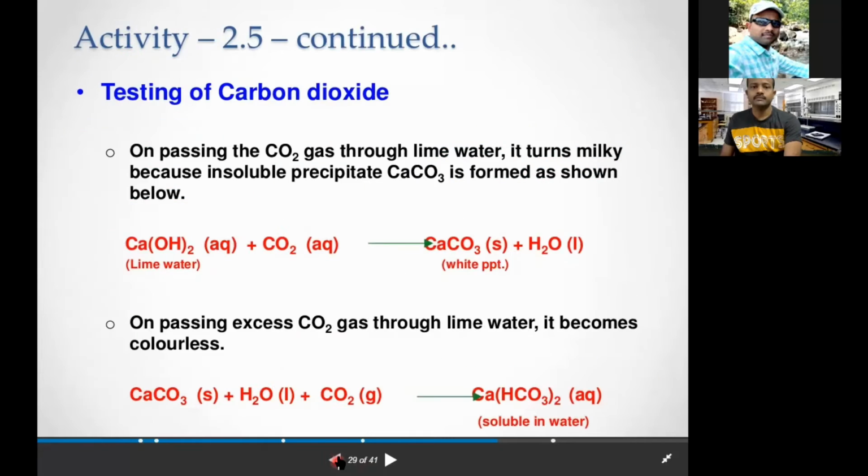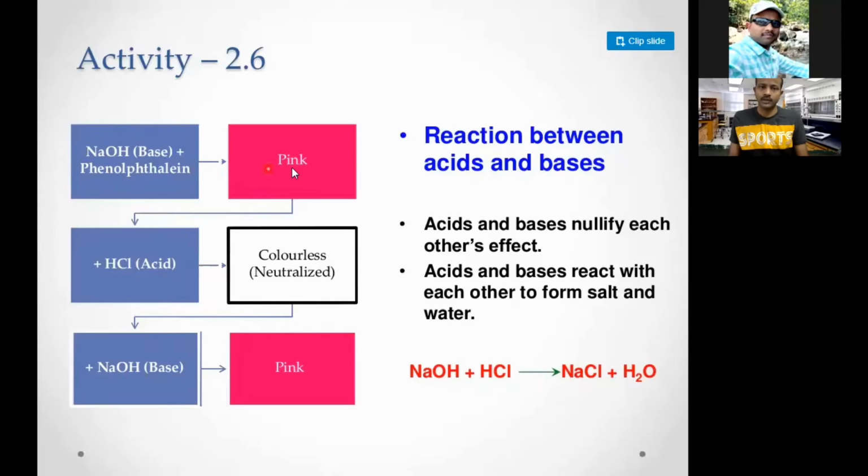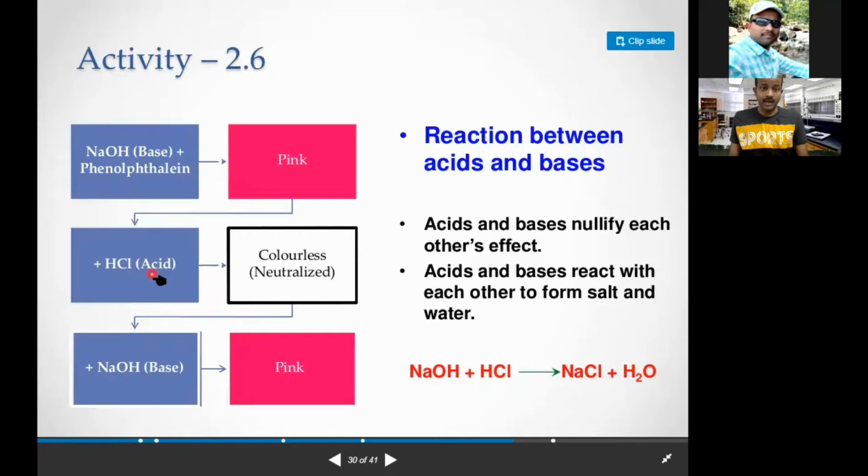Next activity, 2.6. In activity 2.6, we are taking acids and bases, using phenolphthalein indicator. When you add sodium hydroxide to phenolphthalein, it gives pink color. When you add phenolphthalein to an acid, it gives colorless. Here we study the reaction between acids and bases. First we add base to the phenolphthalein indicator and it gives pink color. To this base we add acid, and then the pink color slowly disappears.